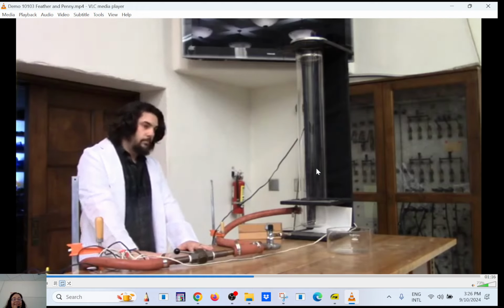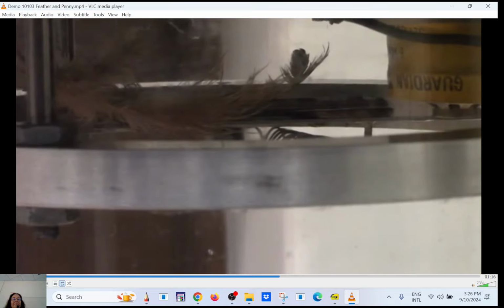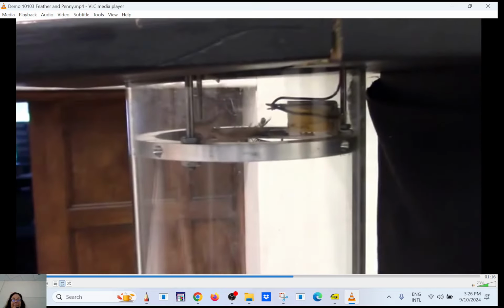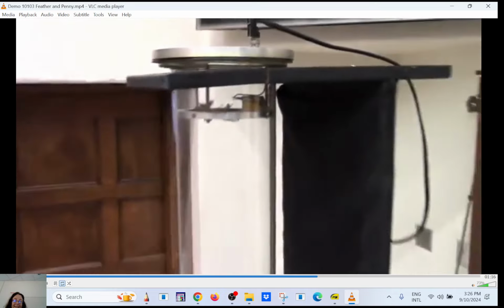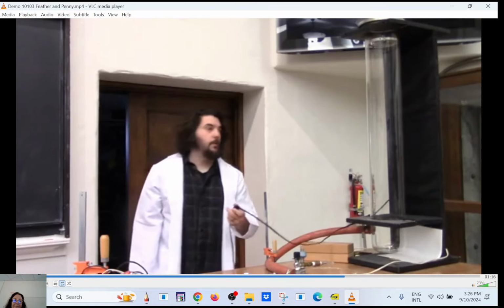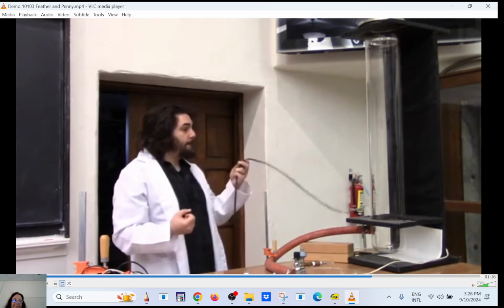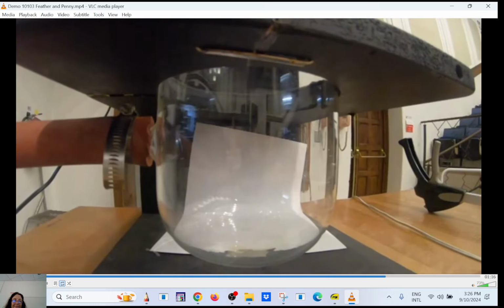So it's a vacuum. The feather and penny are just sitting on a trapdoor. No air between them and the bottom of the chamber. All that's left is to release the trapdoor. 3, 2, 1. Isn't that cool?